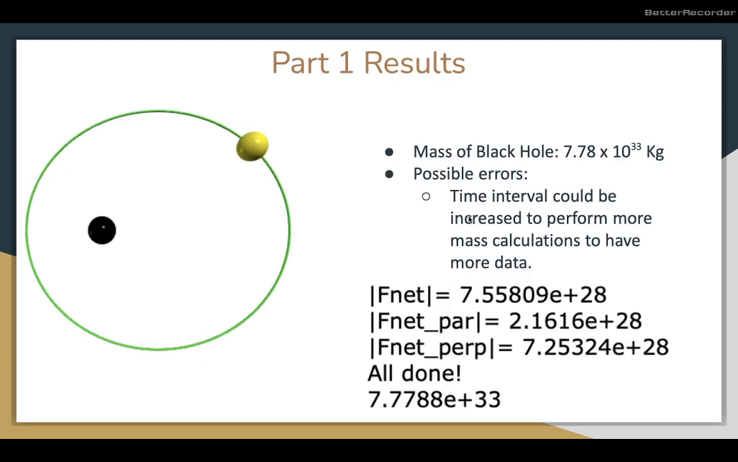So the result for part 1 is that the mass of the black hole was 7.78 times 10 to the 33rd kilograms, at least the average mass. And then a possible error was that the time interval could be increased to perform more mass calculations and have more data, which would ultimately give us a more accurate gravitational force or mass.